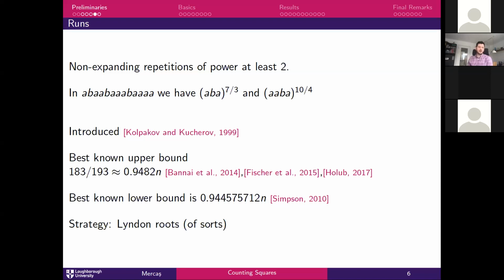The way that Bannai et al. proved this result was by using Lyndon roots, or some sorts of them. And I will get back to this a bit later when I explain some of the strategy that we try to employ in our counting.